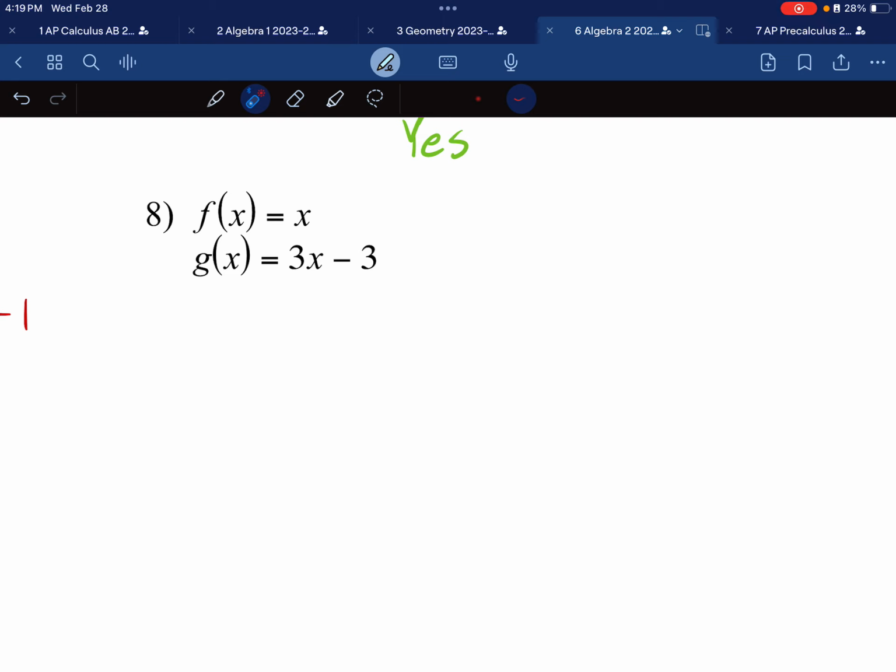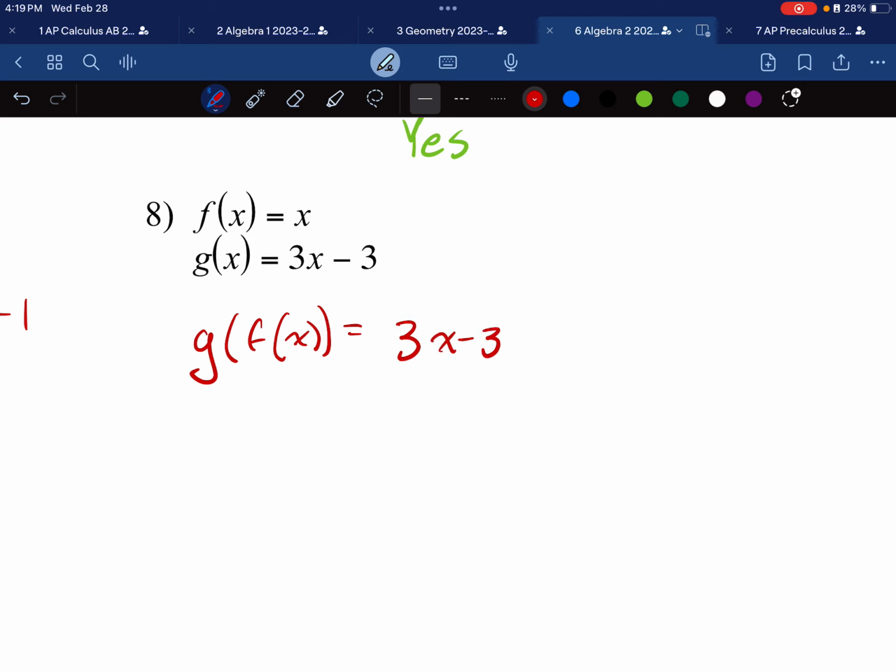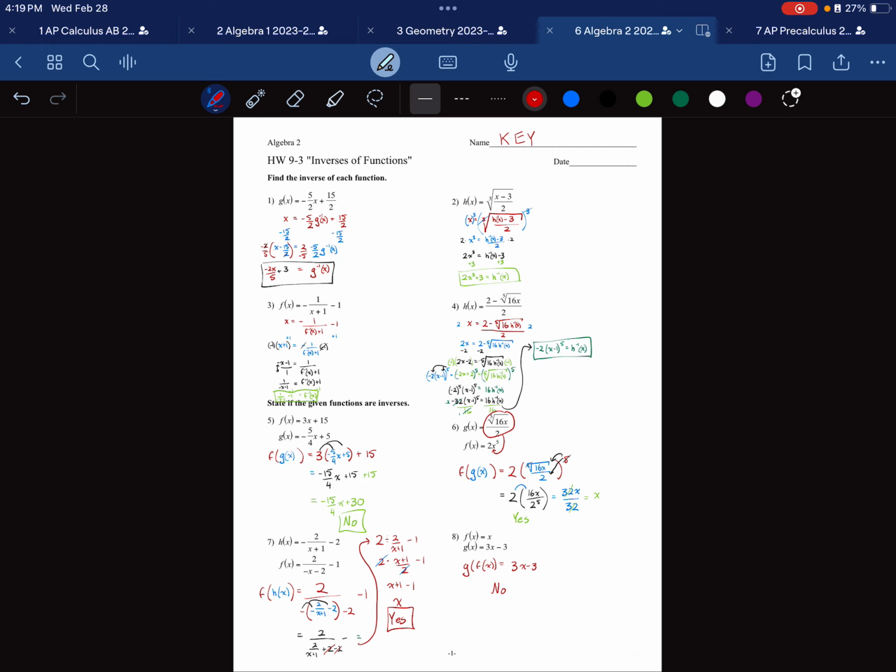These are clearly not inverses, and it's pretty easy. If I plug x into x, it's still x. So I'm going to say g of f of x. I'm not going to do colors in this case. It is going to be 3x minus 3. You don't even see it, but that x right here is really that x right there. That's not x, so the answer is just no. Kind of a nice problem at the very end.